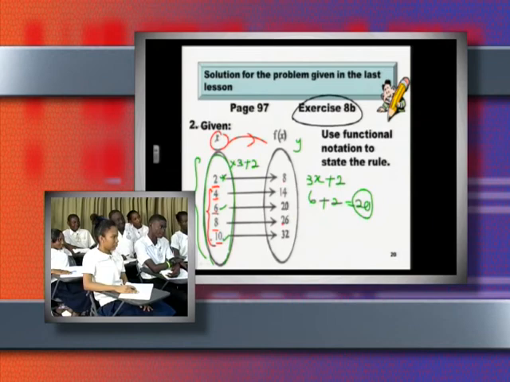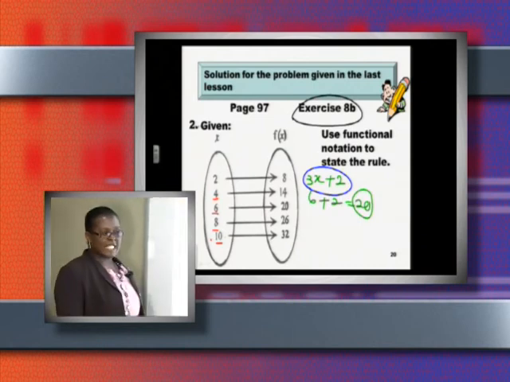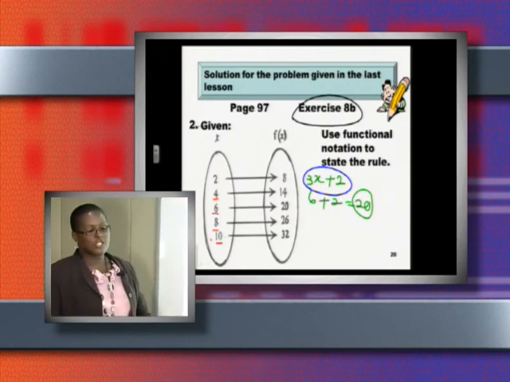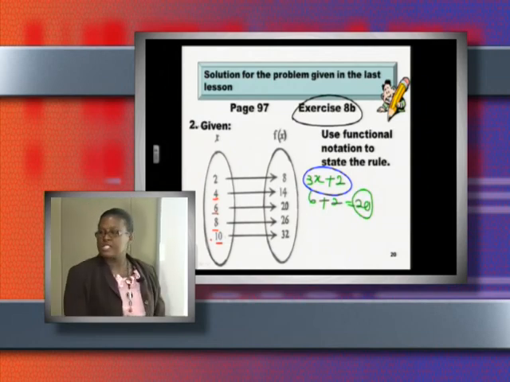So the rule, or the functional notation that we had to derive, was 3x plus 2. Very good to all of you who got it. And keep on working the other questions so you can have more reinforcement. And just as how you love the mean, you can love relations, functions, and graphs.